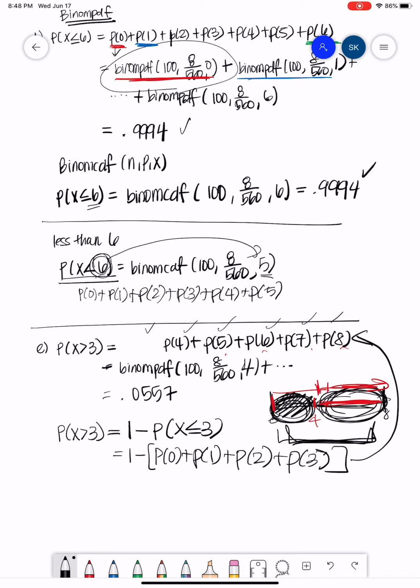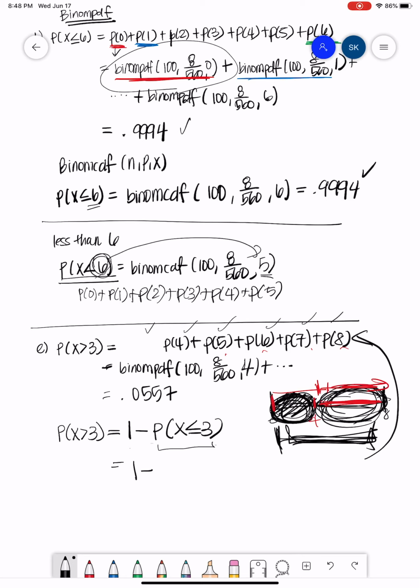So this part I can use CDF because that's the less than concept. So you could write it this way, one takeaway. Don't forget the one subtracting. That's the important part. We have this whole thing, but subtracting only this part to get the remaining piece.